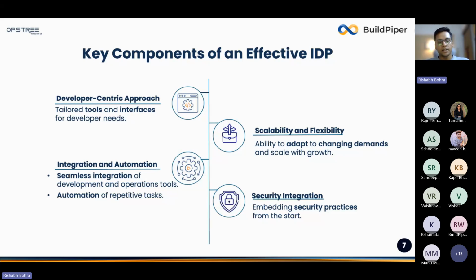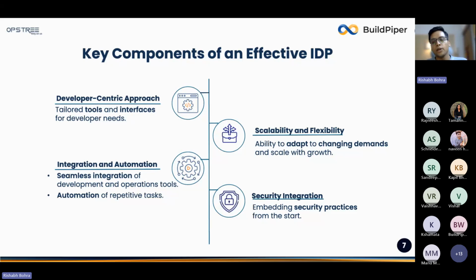So the first is the developer-centric approach, where tailored tools and interfaces are provided or created for developer requirements, and these can be customized as well. The second point is scalability and flexibility, where the teams are able to adapt to changing demands, and they can scale with the respective growth.